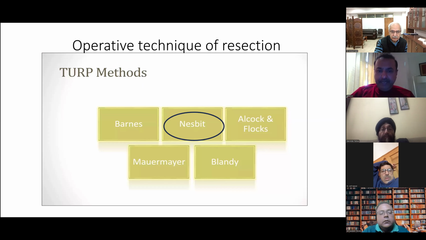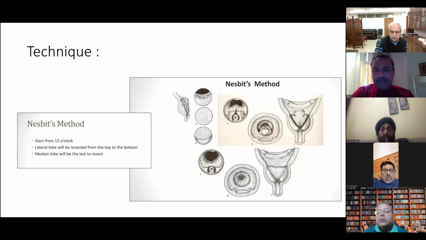So the operative technique, initially I'll explain what is Nesbit's and Mermaid's. The Nesbit invariably starts at 12 o'clock position, then the lateral lobes will be resected from the bottom, and the median lobe will be the last to be resected. This is how Nesbit is being done. So if you see here, this is the way we have to do a Nesbit technique, and what we want to achieve is a cone here.